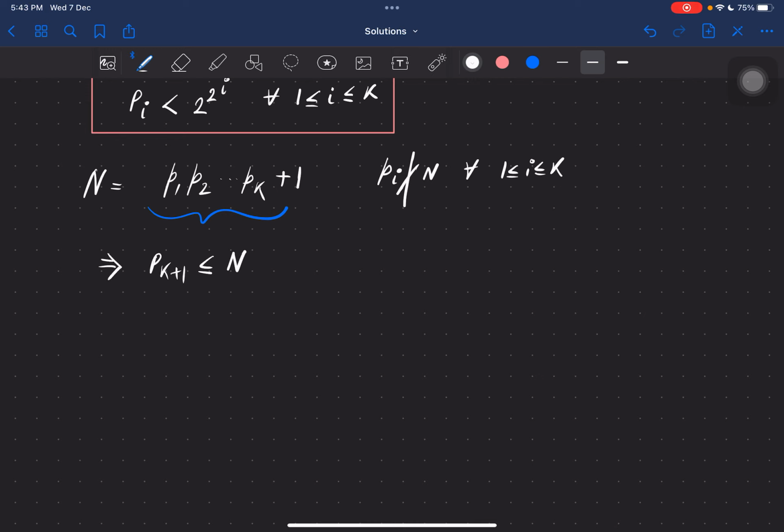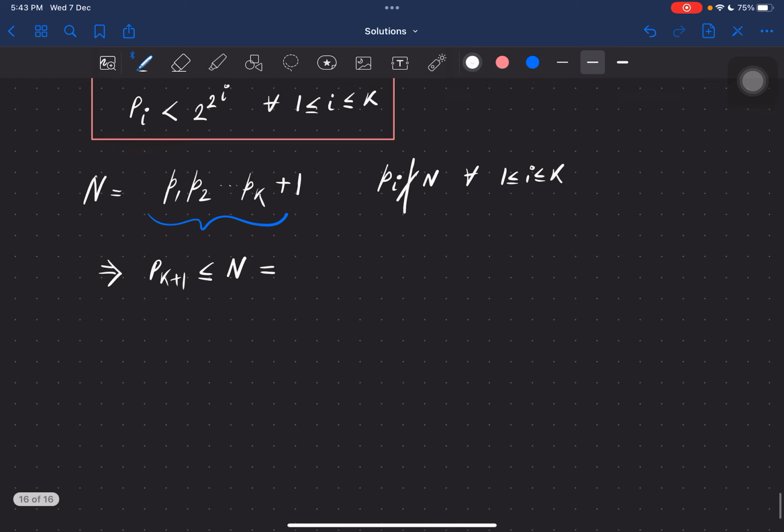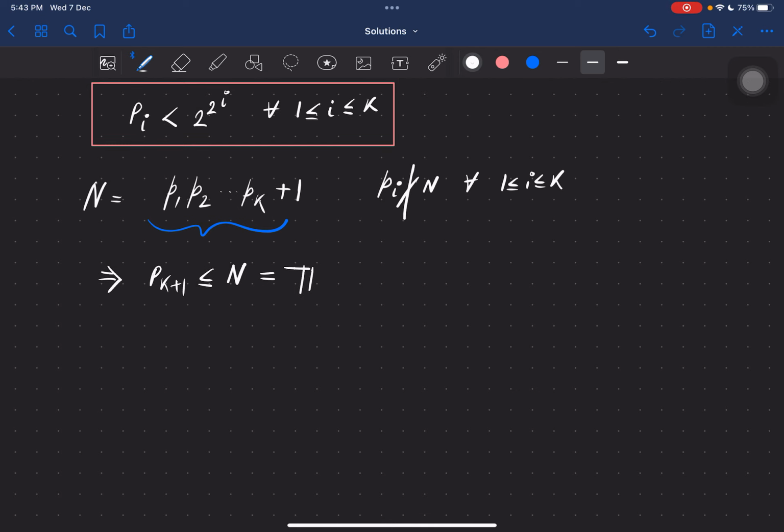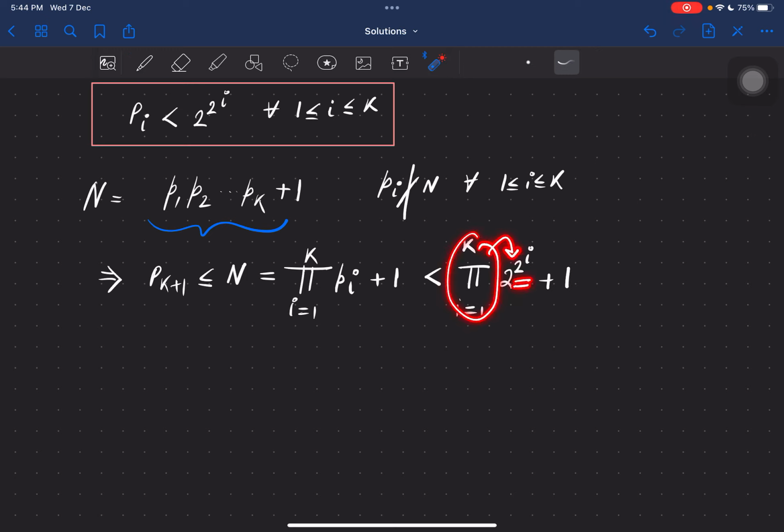But now let us try to use the induction hypothesis. We can write this in product form: product over i equal to 1 to k of pi, plus 1, right? This is N. But this is strictly less than the product over i equal to 1 to k of 2 power i, plus 1. Now this product, once it goes inside the power, will become a summation, right? So this is nothing but 2 power summation i equal to 1 to k of i, plus 1 is outside, so that is fine.